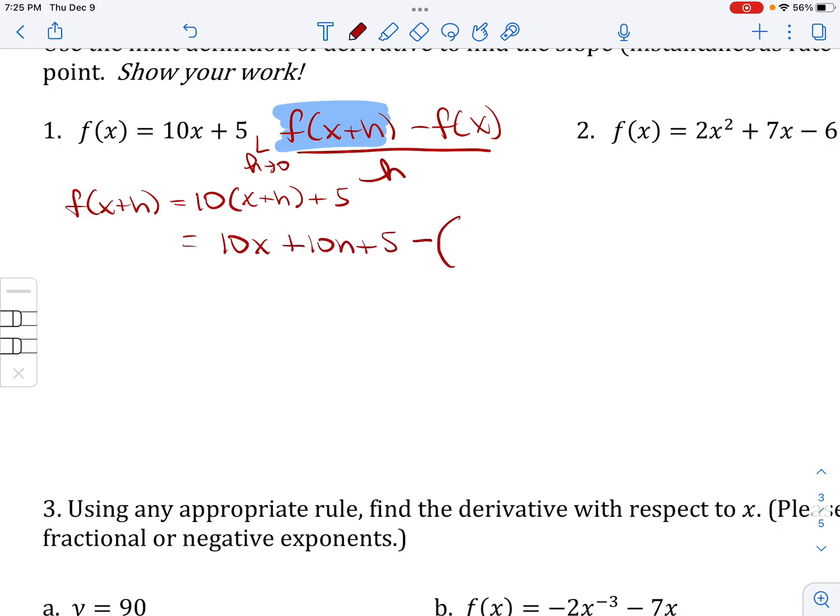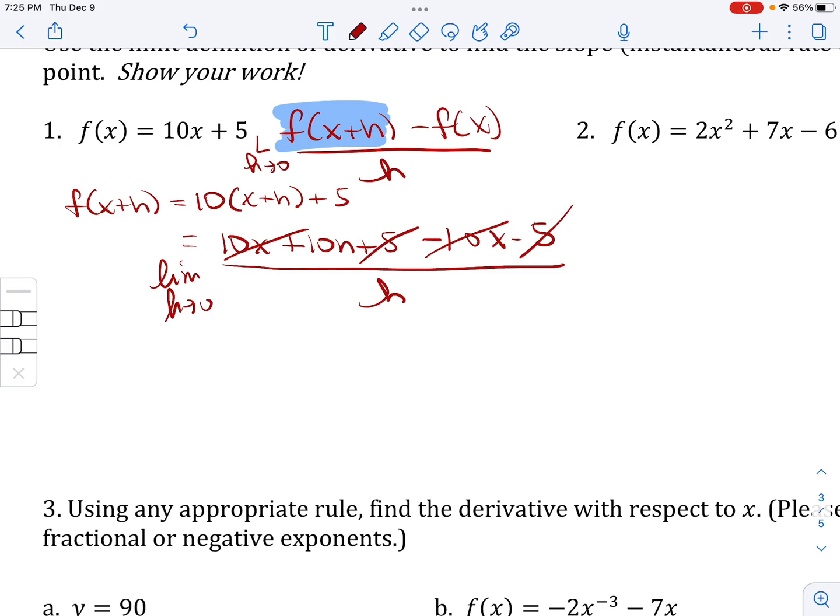And so we've got 10x plus 10h plus 5. And I'm going to take away the original function, which was 10x plus 5. So remember to distribute that minus sign, so that basically leaves me negative 10x minus 5, all over h. And again, remember the limit as h approaches 0 is really what you're doing. The 10x's produces 0. The 5's produces 0. You've got 10h over h, which reduces to 10. And since there is no h in there, that will be our limit.